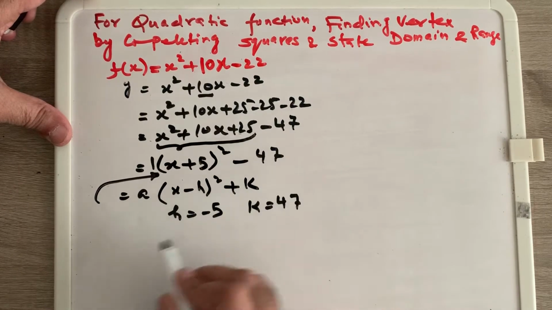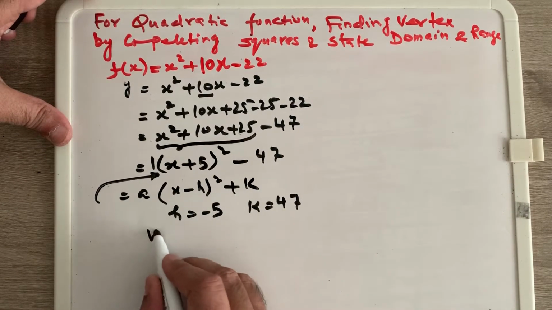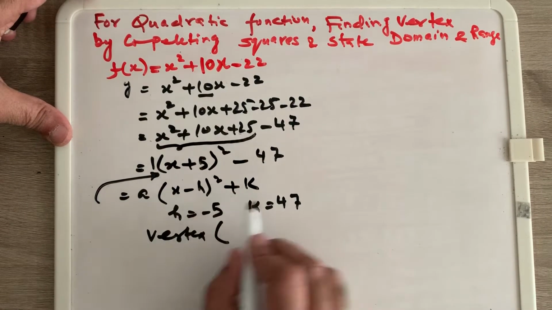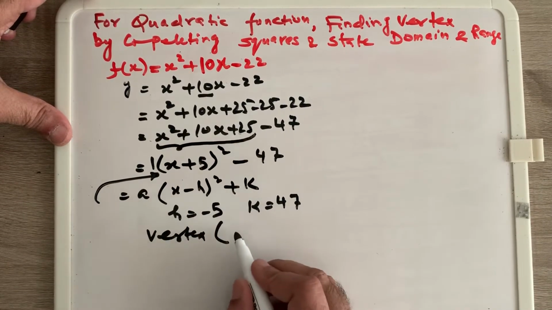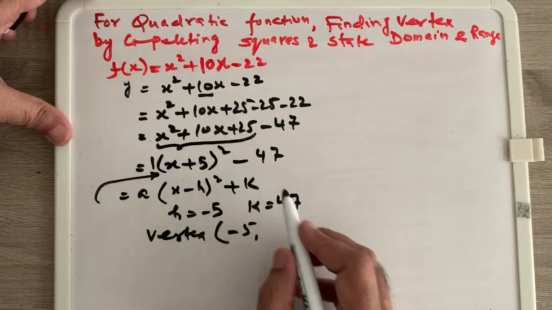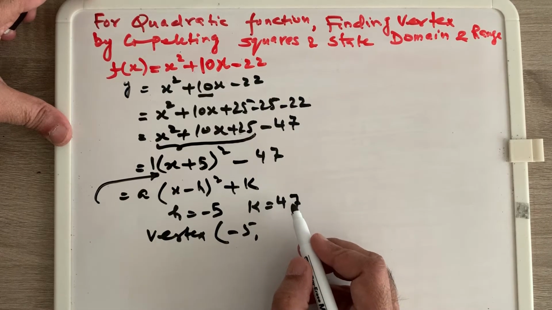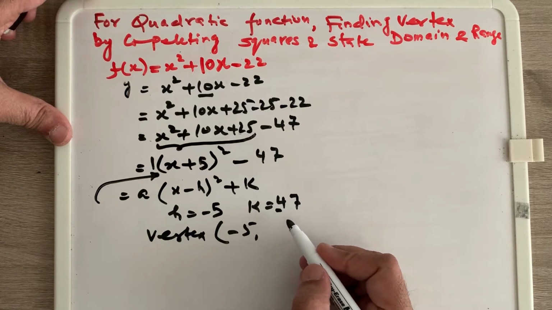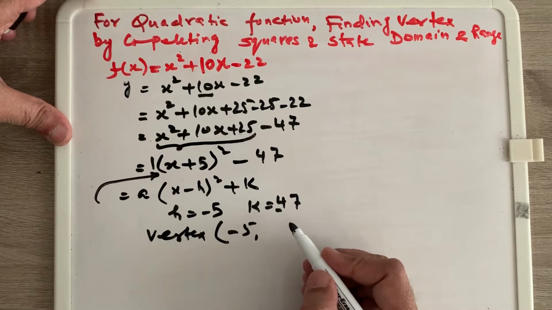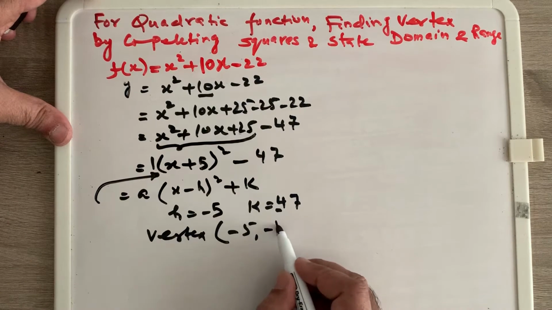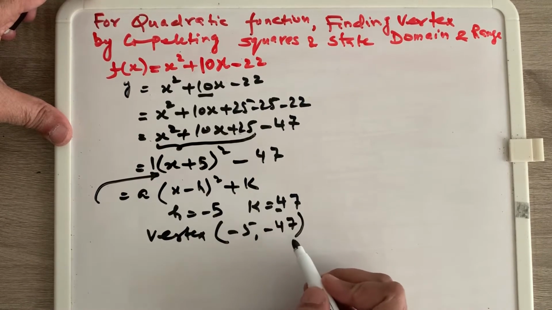minus 47. So my h and k are known, which is the vertex. So the vertex in this standard form is (h, k). So my vertex is minus 5 comma minus 47, yes. So k is minus 47. So I have h and k values, which are minus 5 and minus 47. So this is my vertex, right?